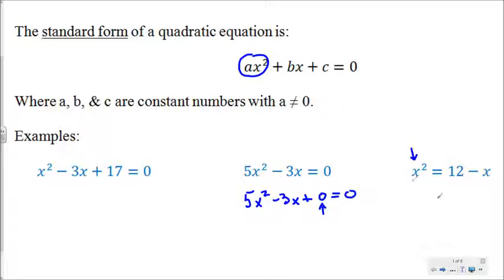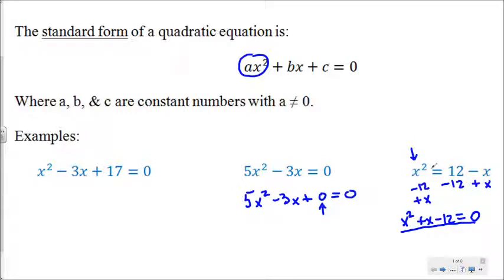So this is definitely quadratic, and we could re-represent it in standard form by bringing the values on the right-hand side over to the left, by subtracting 12 from both sides and adding x to both sides. When I do that, I'll end up with x squared plus x minus 12 is equal to, well, by bringing them over, they've canceled out, giving me 0. So this is the standard form of this quadratic equation.